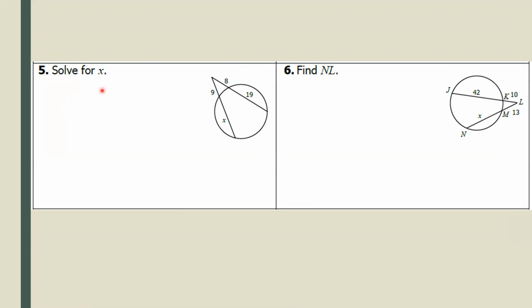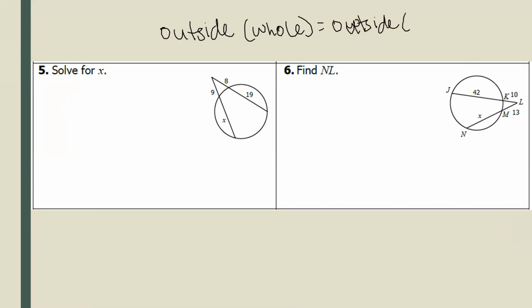Now these 2 examples look a little different, right? Because our intersection is outside the circle. So we're going to use a different equation. And that equation is outside times the whole equals outside times the whole. I think some teachers like to call it like ow, ow. Outside times whole equals outside times whole. I don't know. That helps you remember it. That's great. If not, it's just a way to remember.